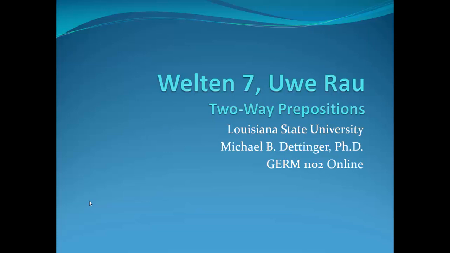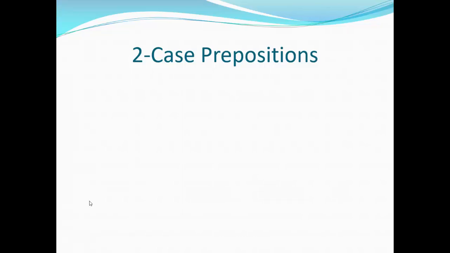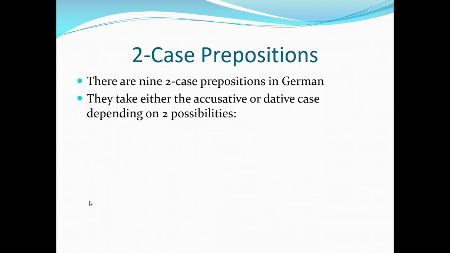So just as accusative has its own unique prepositions, dative has its own, and from the last chapter we just learned genitive has their own. There are also two-way prepositions that take the accusative or the dative. So let's get going on these. There's 9 of these. And as I said, they take the accusative or the dative case depending on two things.